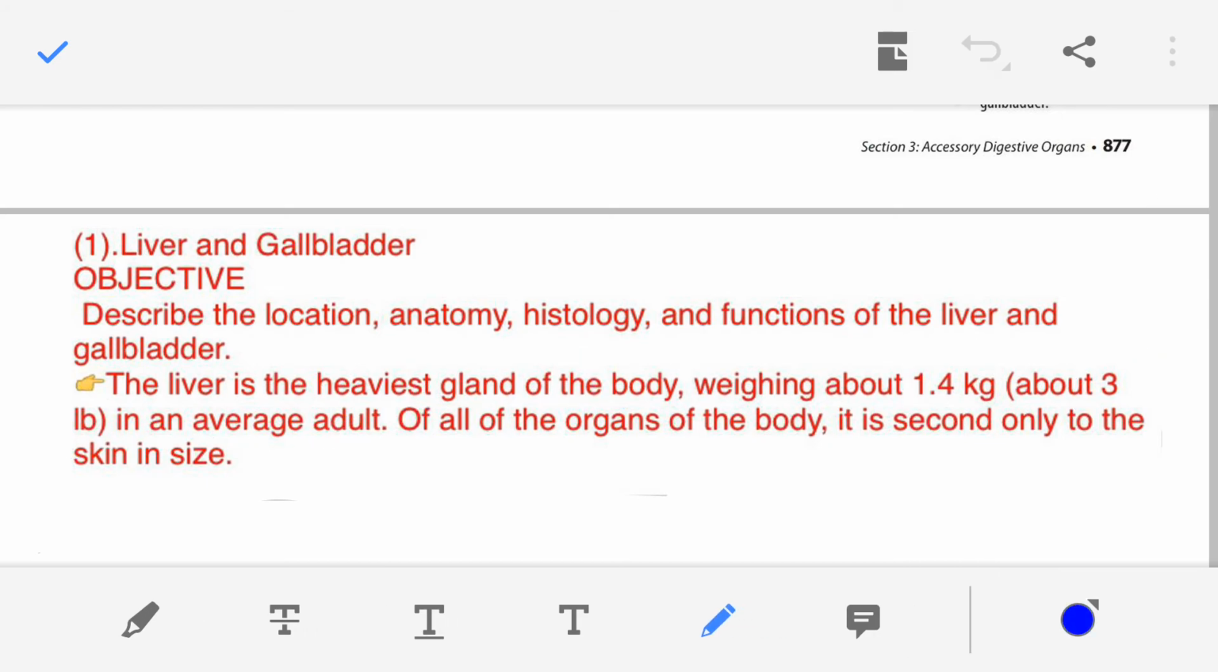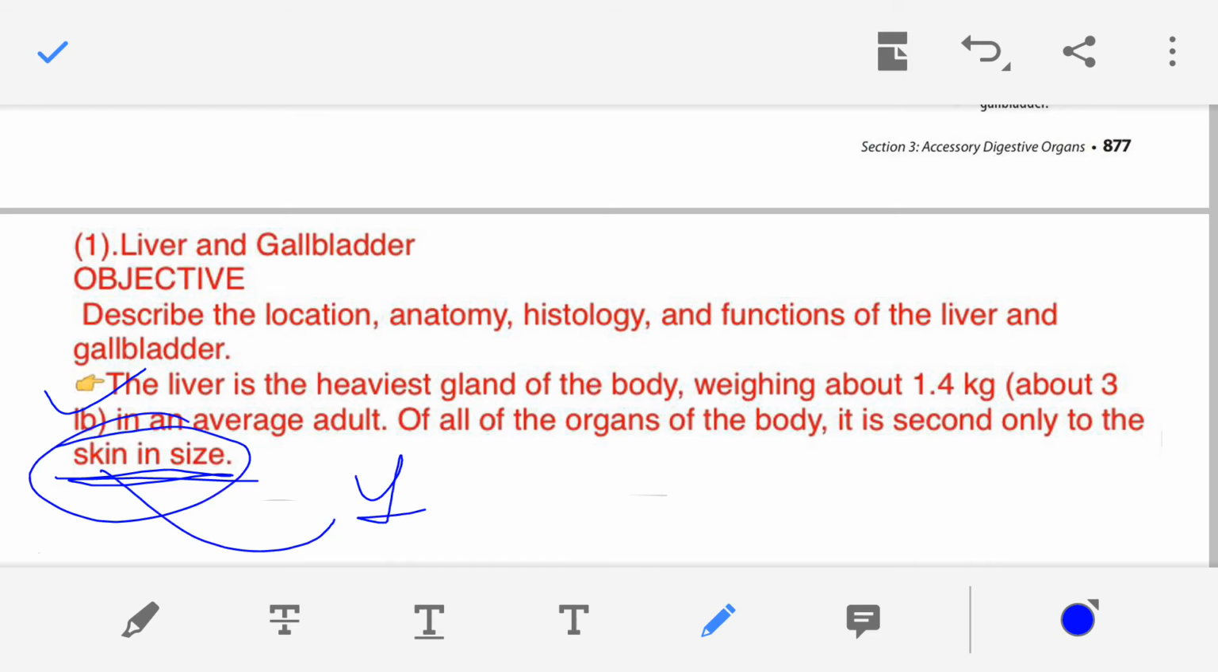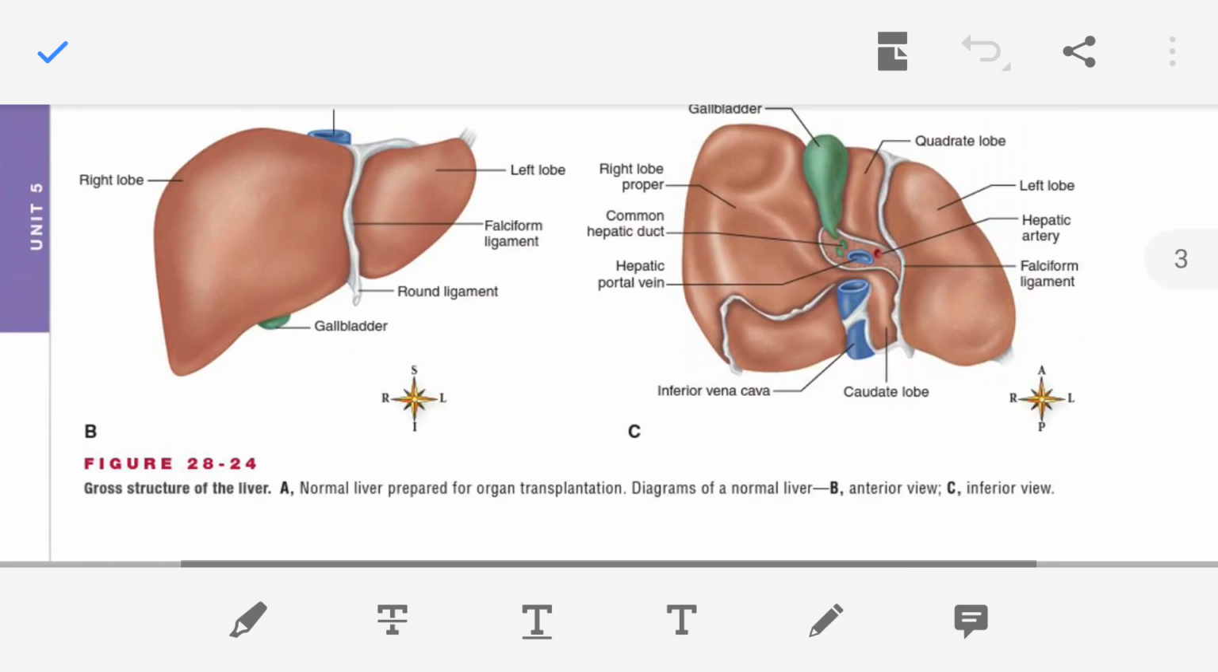Now in our body, skin is the largest organ, and the second largest gland or organ of the body is the liver. In short, skin is number 1, largest, and liver is number 2, largest organ of the body. So this was the first point.